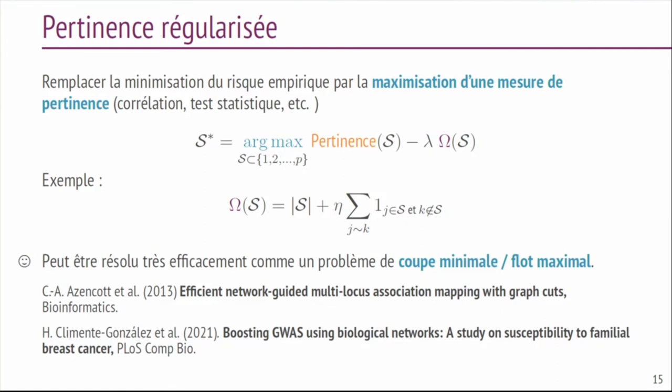But one other point of view you can have on this problem is what I call regularized relevance, where instead of minimizing the prediction error, you want to maximize a measure of relevance of the set of features you're selecting with the output. So for instance, you could think about maximizing the correlation of the selected features with the output. You can use statistical tests and all sorts of complicated things in here. So whereas before I wanted to minimize the error of my model under some constraint, now I want to maximize the relevance of the selected features under some constraint.